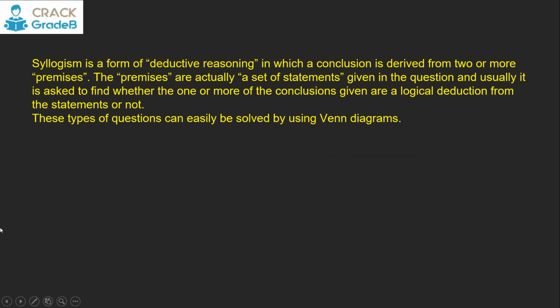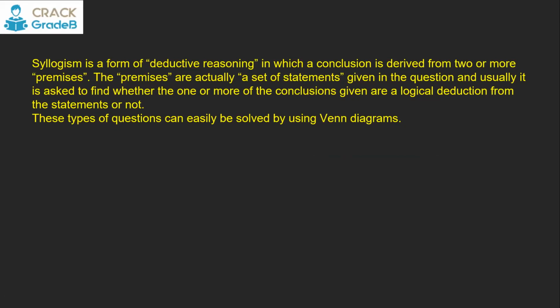As you know, syllogism is a form of deductive reasoning in which a conclusion is derived from two or more premises. The premises are actually a set of statements given in the question, and usually it is asked to find whether one or more of the conclusions given are logical deductions from the statements or not. This type of question can easily be solved by using Venn diagrams. So of course, we are going to use Venn diagrams to solve these type of questions.